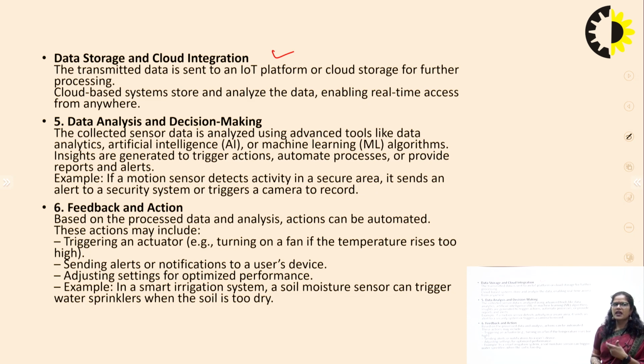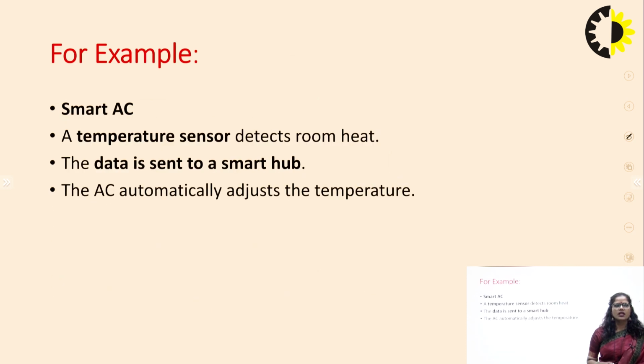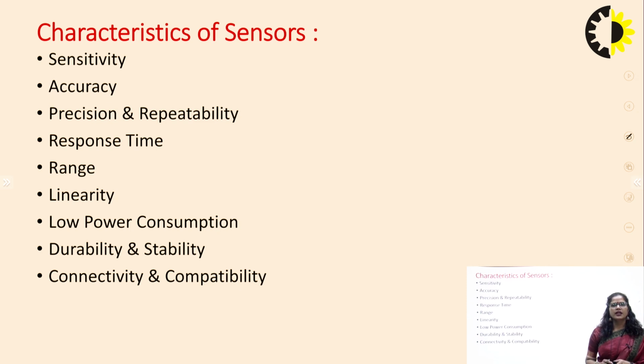So these kinds of actions are taken by the IoT, and this is totally enabled by the sensors. Without sensors, IoT is nothing. So here is another example that we are familiar with. For example, a smart AC: if the temperature sensor detects some heat in the room, the data is sent to the smart hub, and this smart hub is responsible for taking the action, and the action is performed by adjusting the temperature according to the heat, right? Next, we will talk about the characteristics of the sensors.